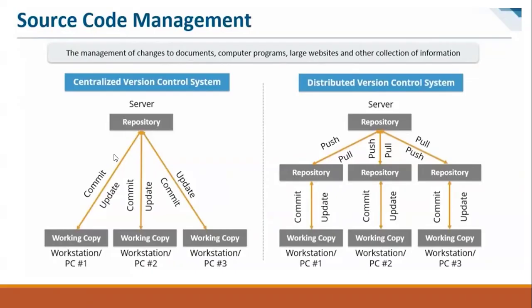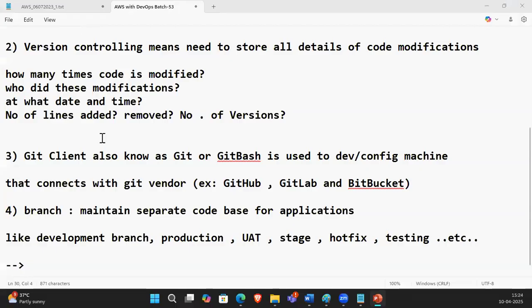In the centralized version control system, there is no local repository. We have only a remote repository, so from the developer system we commit and update the server. In the distributed version control system, there is a local repository. In the local repository, we can commit and update the code. Then from the local repository to the remote repository, we can push and pull the code. Now you understood? Yes, sir.